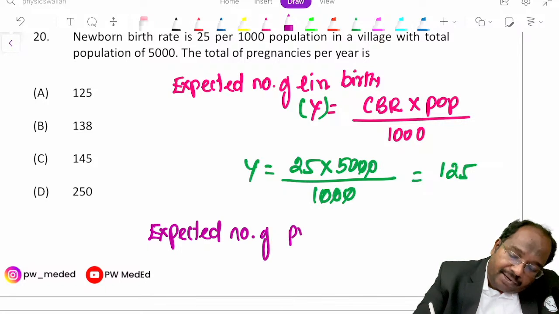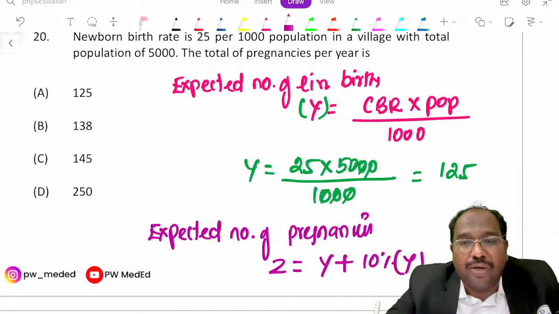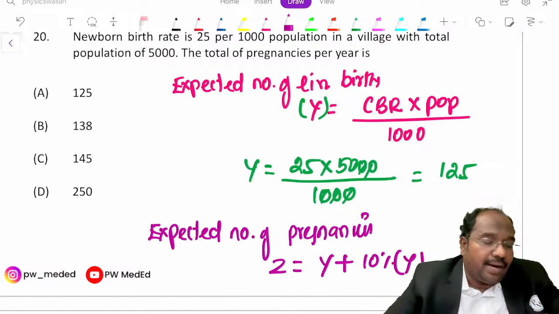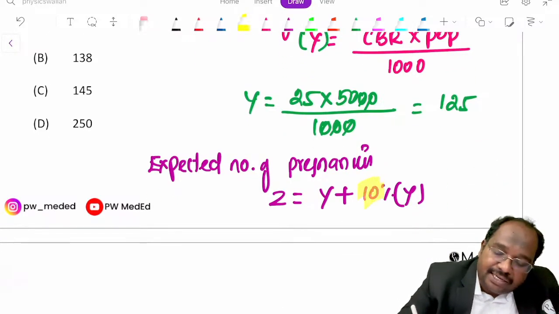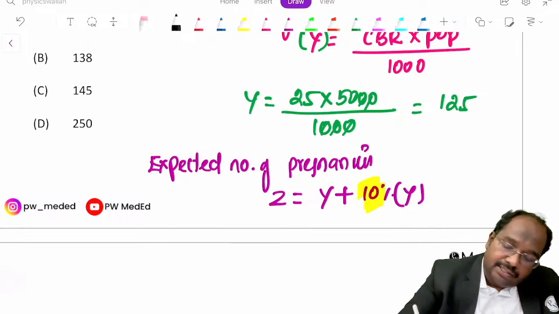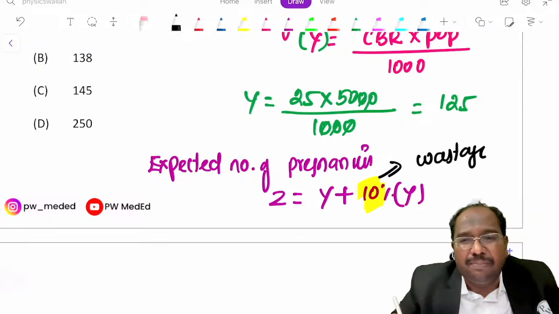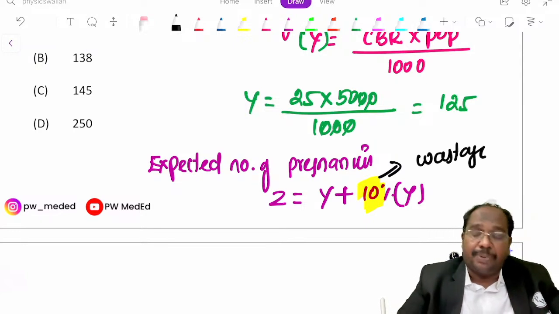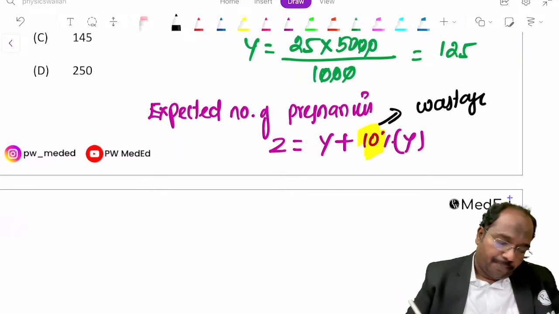Expected number of pregnancies, Z, is equal to Y plus 10% of Y. You have to add 10%. This we call pregnancy wastage, guys. Abortion could have happened, stillbirths could have happened. This is pregnancy wastage.